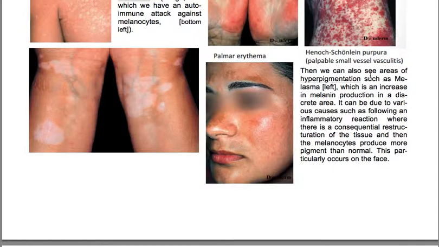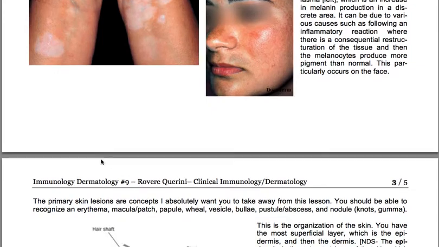Then we can also have areas of hyperpigmentation such as melasma, which is an increase in melanin production in discrete areas. It can be due to various causes, such as following an inflammatory reaction where there is a consequent restructuring of the tissue, and then the melanocytes produce more pigment than normal. This particularly occurs on the face.